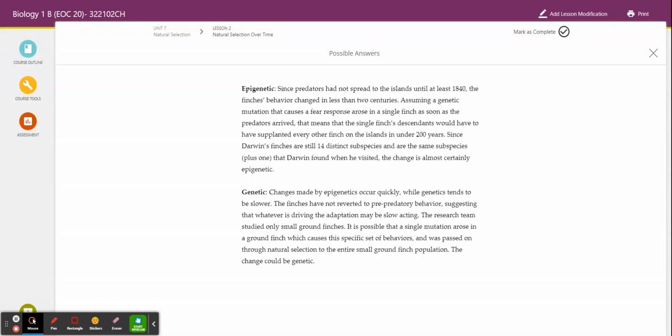Changes made by epigenetics occur quickly, while genetic changes tend to be slower. The finches have not reverted to pre-predatory behavior, suggesting that whatever is driving the adaptation may be slow acting. The research team studied only small ground finches. It is possible that a single mutation arose in a ground finch, which causes a specific set of behaviors and was passed on through natural selection to the entire small ground finch population. The change could be genetic.